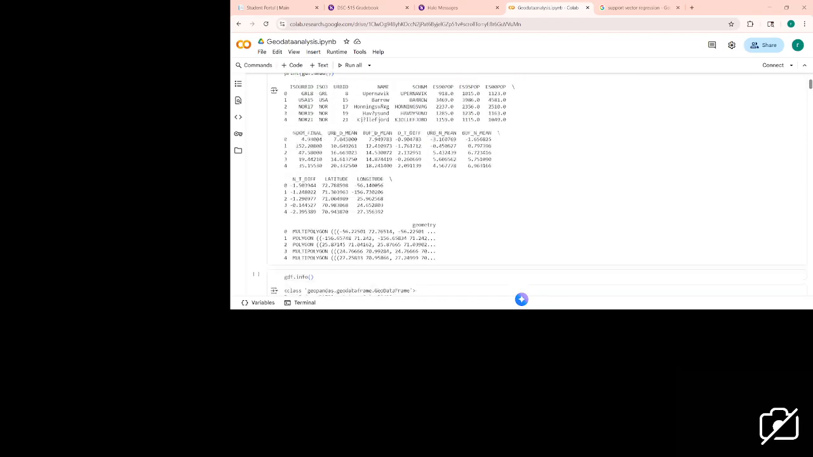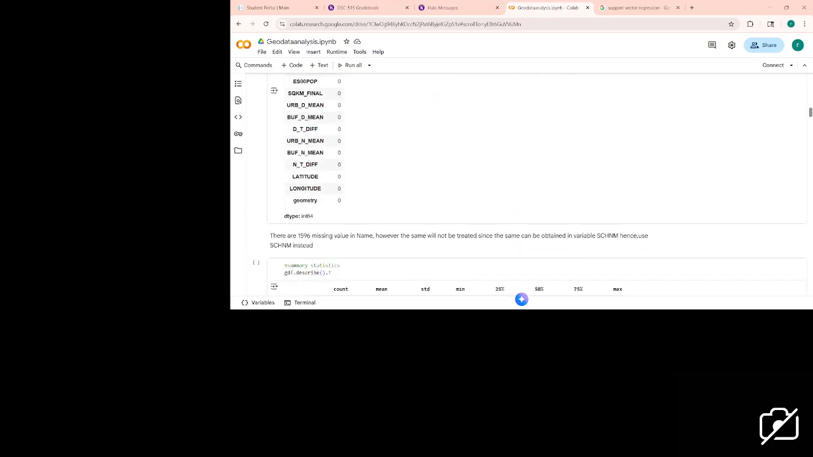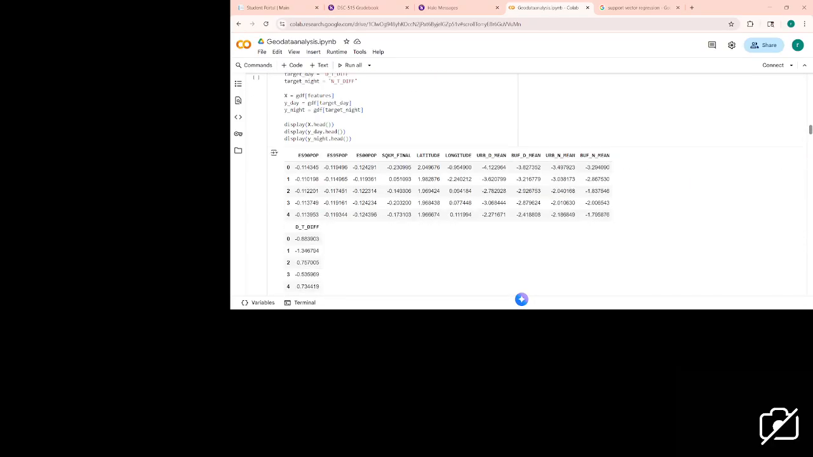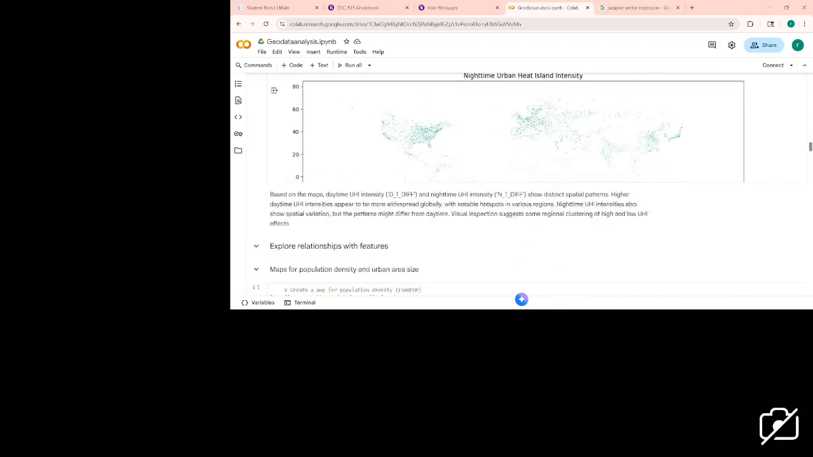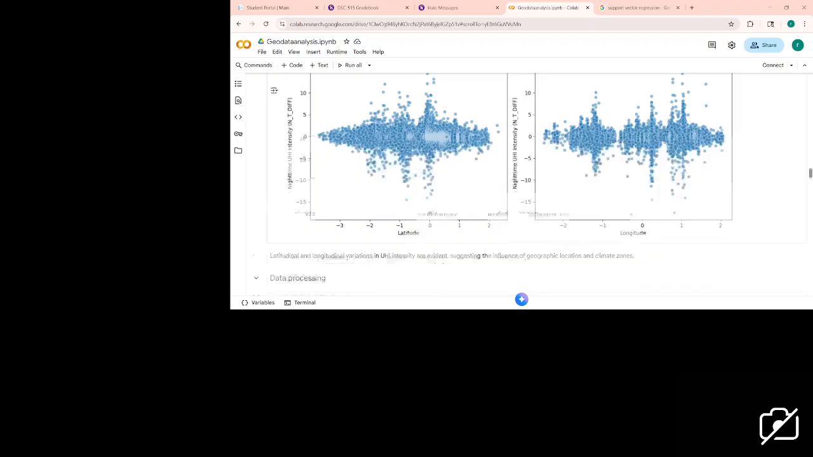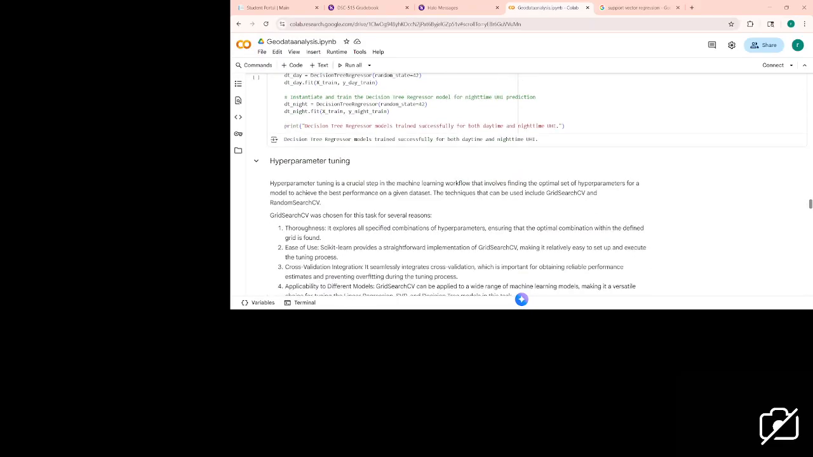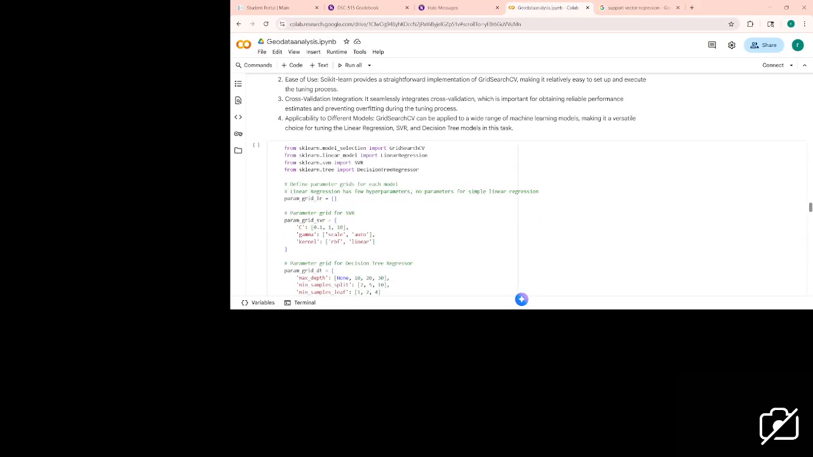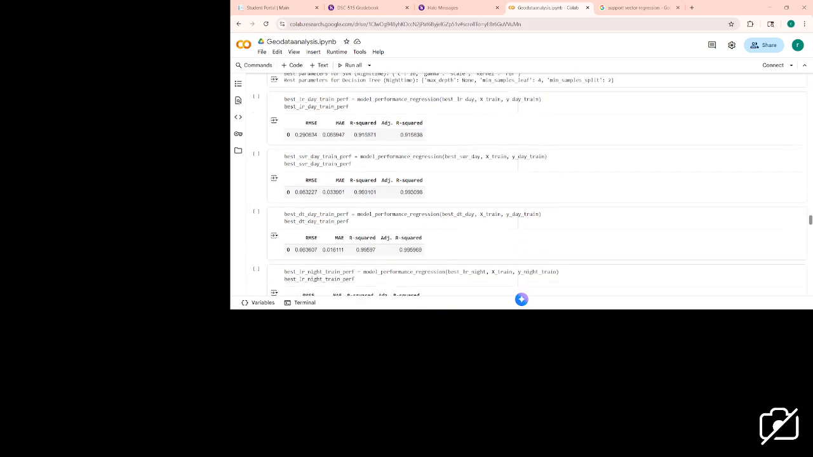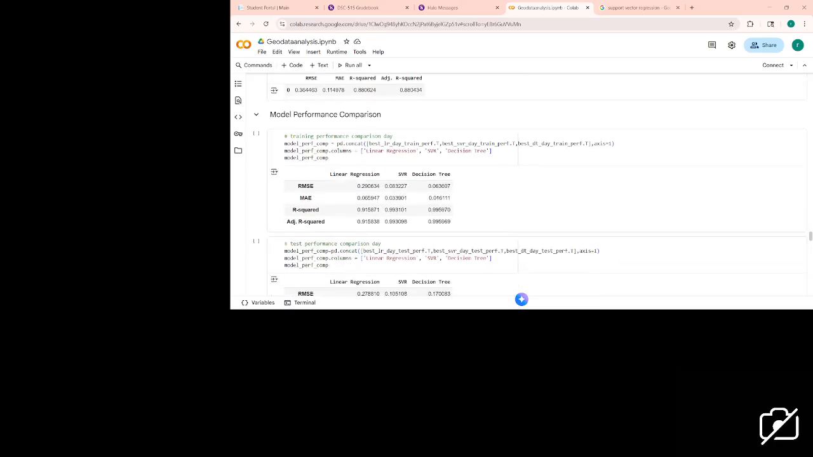We developed 6 models, and out of these 6 models, we were able to select the best models under model performance comparison.